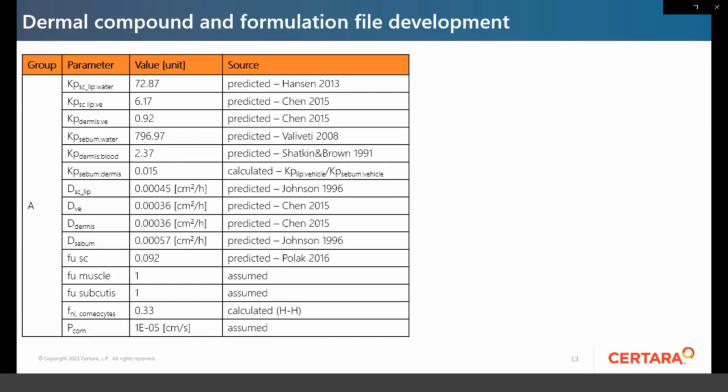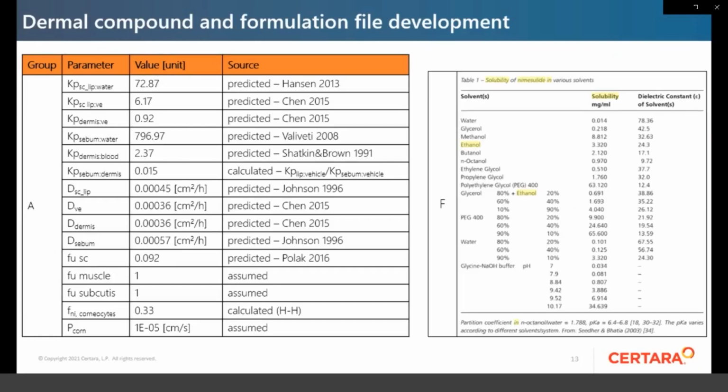But apart from that, we need the information about the formulation. What can be the effect of the formulation on the behavior of the API? In this case, as we believed, the crucial parameter will be the solubility of nimesulide in various organic solvents and mixtures of solvents, and that's something that I'm going to use later on.